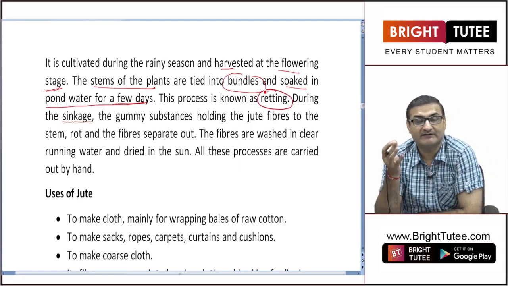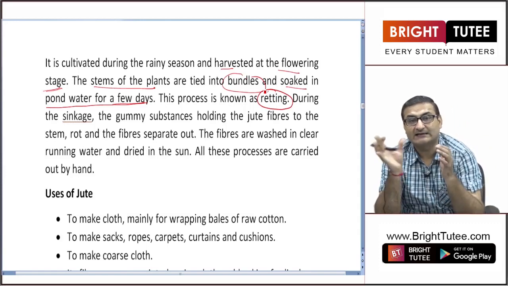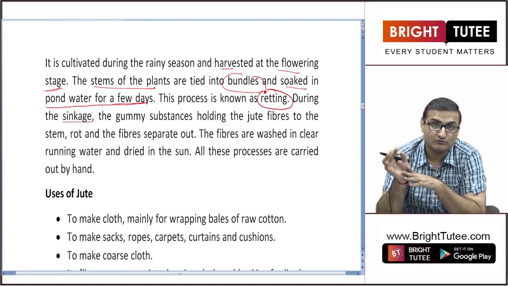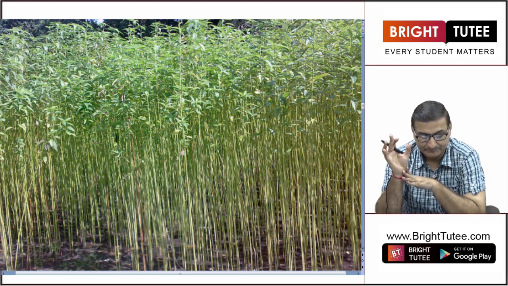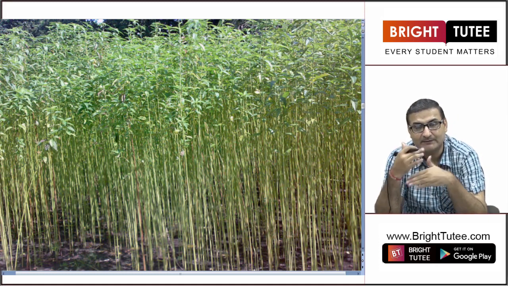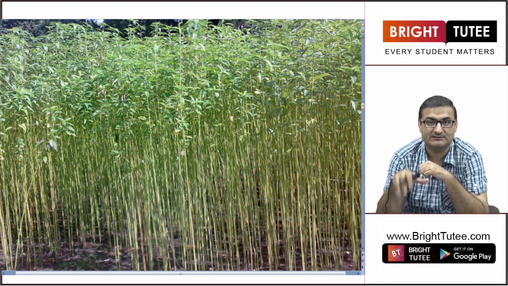So how are you going to define retting? It is the process in which the jute plants are tied in a bundle and soaked in pond water for a few days, right? Now what exactly is the purpose? What is the reason why we are soaking it? Why are we performing this process of retting?